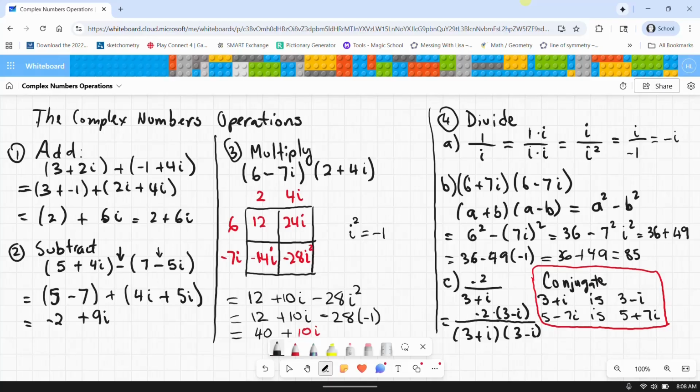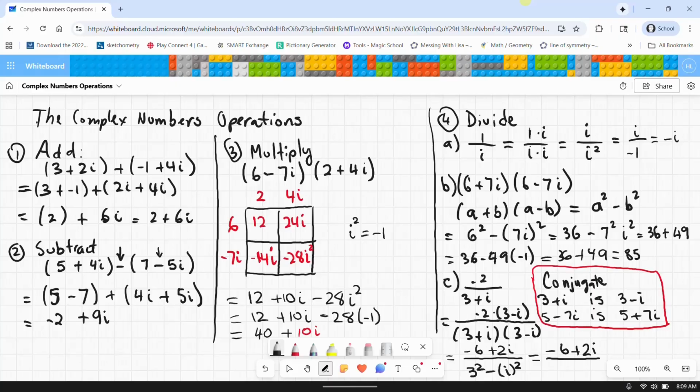Alright, let's keep going. So now on the top, I'm going to multiply this out. Negative 2 times 3 is negative 6. Negative 2 times a negative i is positive 2i. On the bottom, I'm using what we learned from example B. So I'm going to have 3 squared minus i squared. Okay, so the numerator, the top, is perfect. We're not doing anything silly to it.